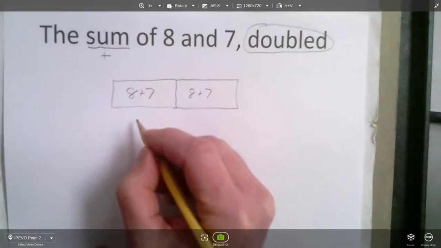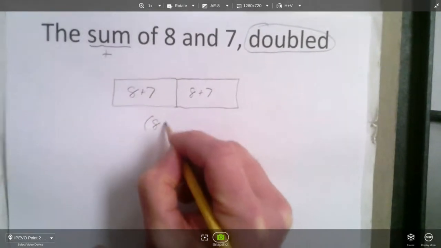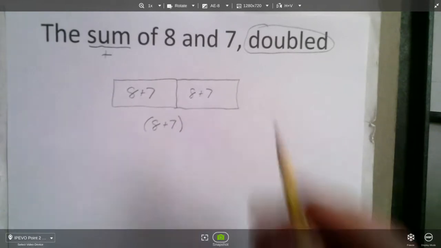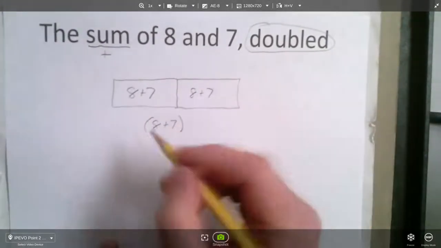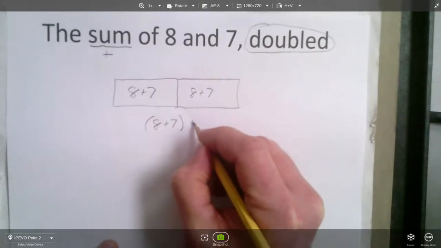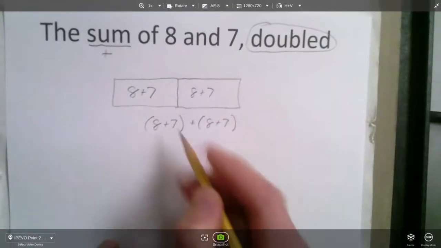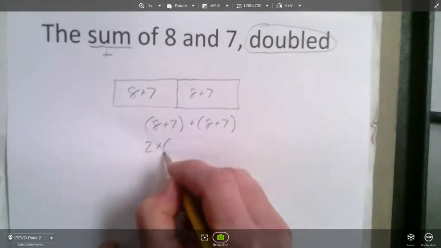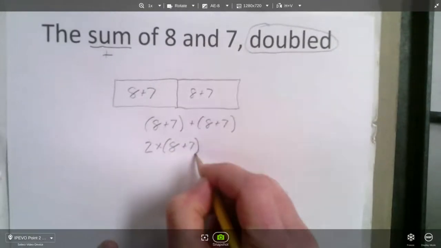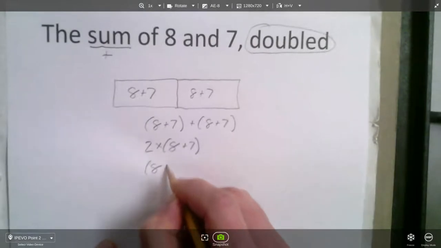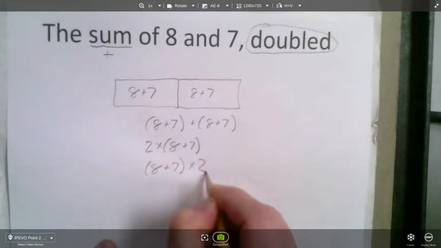So what this really is, the 8 and the 7, gets done first, because parentheses always get done first in math, regardless of where they happen. And then I want doubled. So there's a couple different ways I could show this. I could show it 8 plus 7 plus 8 plus 7. That's doubled. I could show it 2 times the sum of 8 plus 7. And then I can also, like we talked about before, 8 plus 7 times 2.